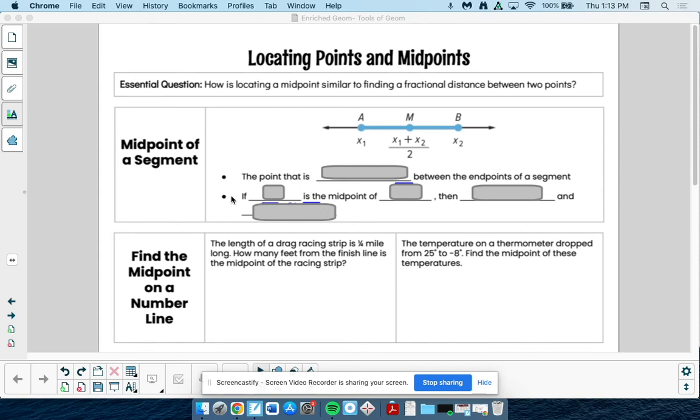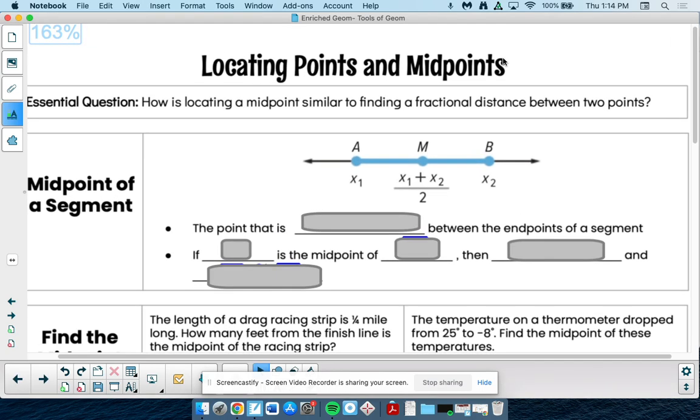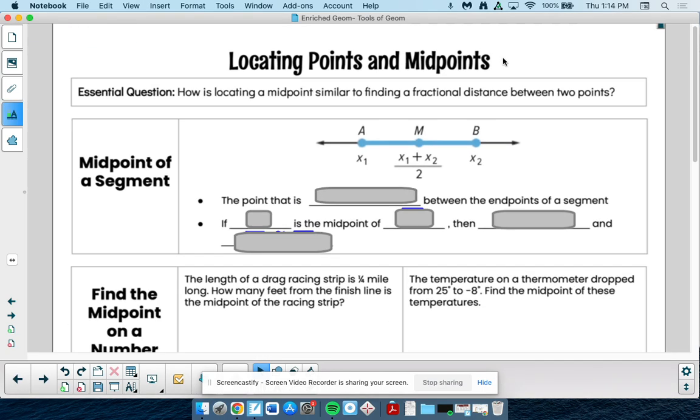Okay, folks, first thoughts when you hear the word midpoint. Like what comes to your mind? Halfway point. Anything else? In between. I kind of think, yes, middle, right, middle. That's what we're doing today.